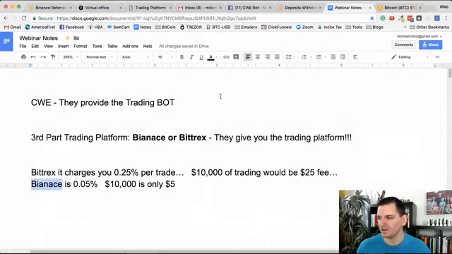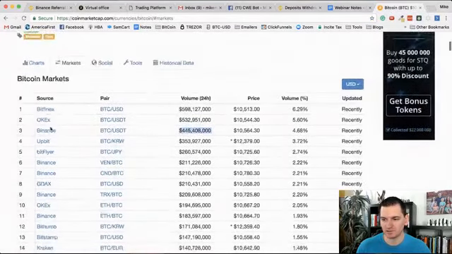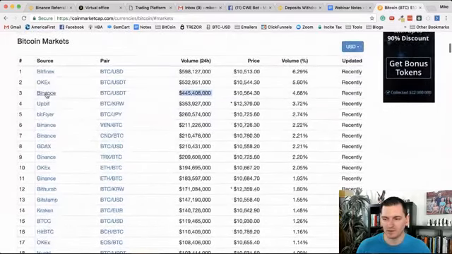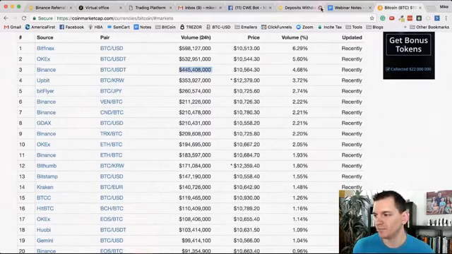And that's why if you look on CoinMarketCap, you see it dominating the markets, right? Why is it dominating the markets? Because of very low transaction fees. And you basically just have to buy their coin in order to pay those fees.